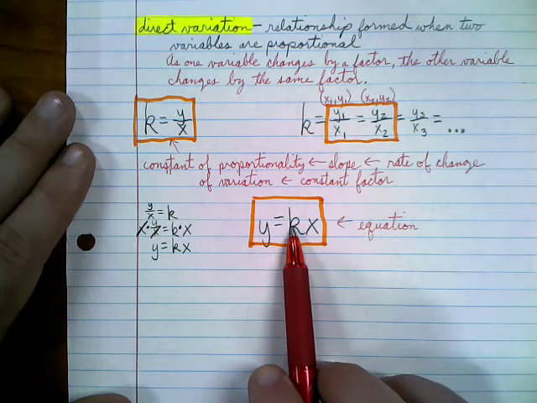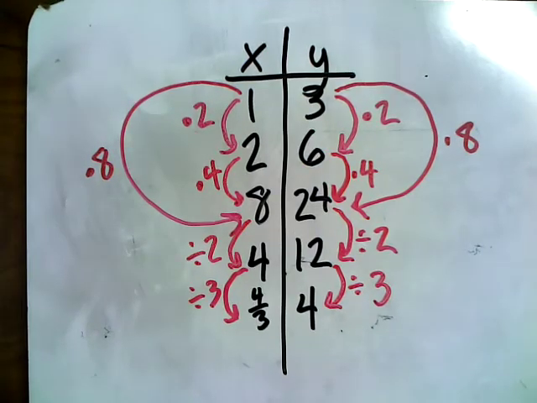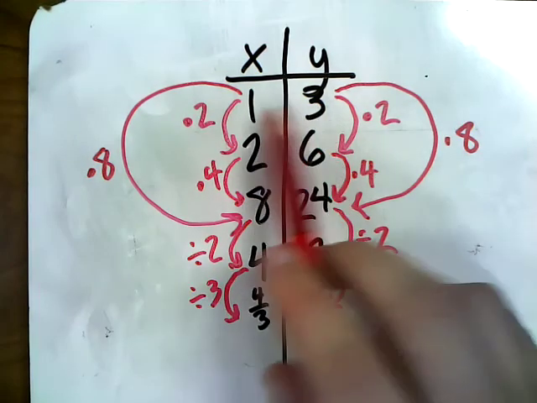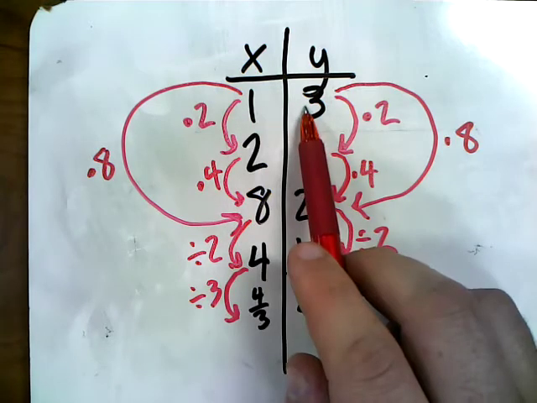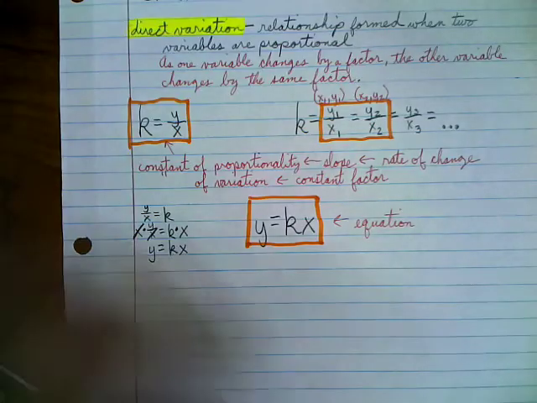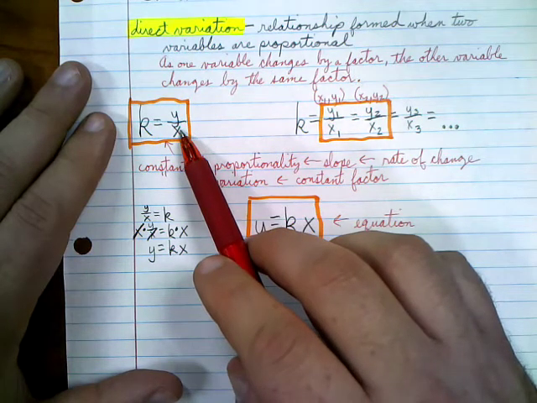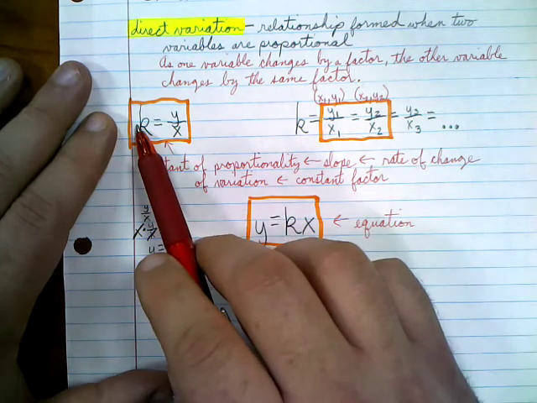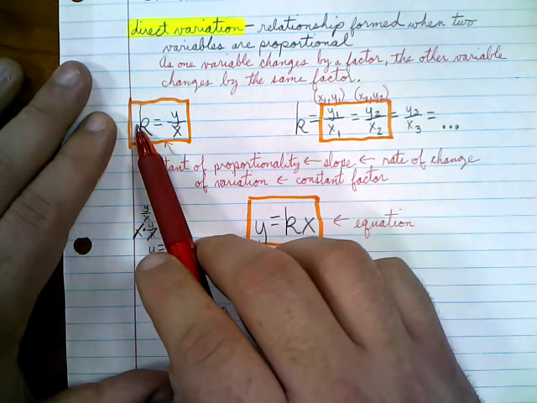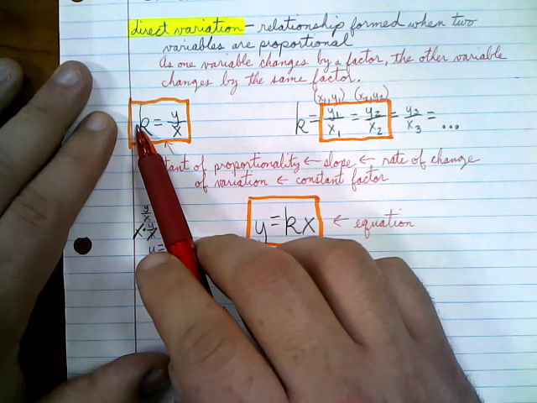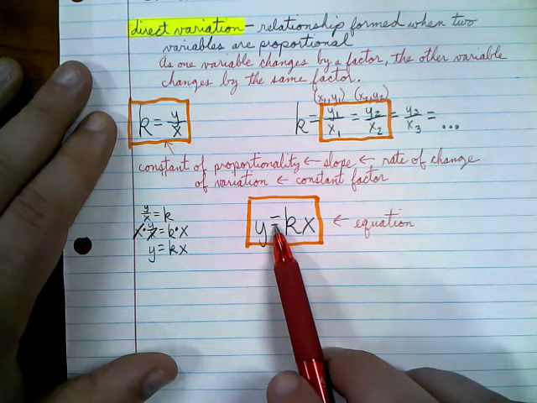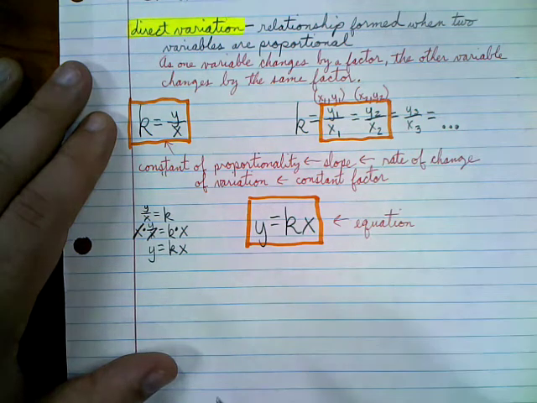So for example, if we take a look at our table of values here, probably the easiest thing would be to throw in 1 and 3. So if my y value is 3 and my x value is 1, well, 3 over 1 is 3. So the equation of my direct variation would be y equals 3x.